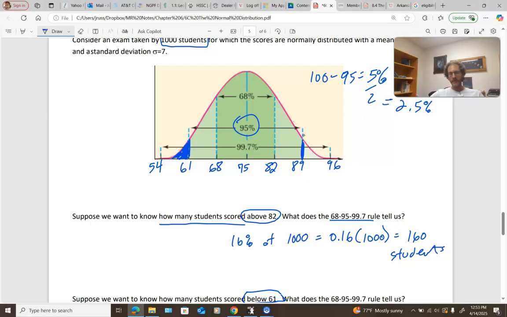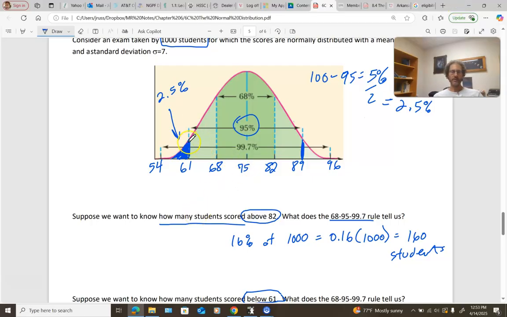And that's the percentage of students that scored below 61. Okay? So the more of these you do, guys, you'll see these numbers pop up over and over. So there's 2.5% here. From one standard deviation above, there's 16%. Okay, and then 16% over here. So you're going to end up seeing the same values.